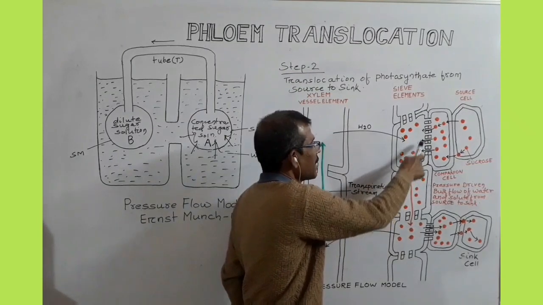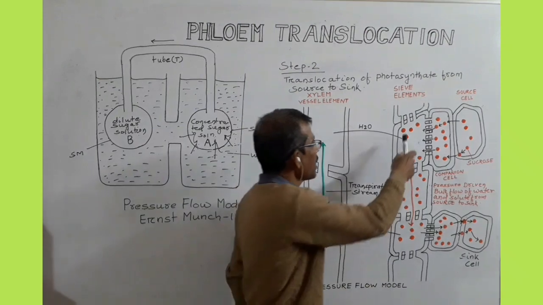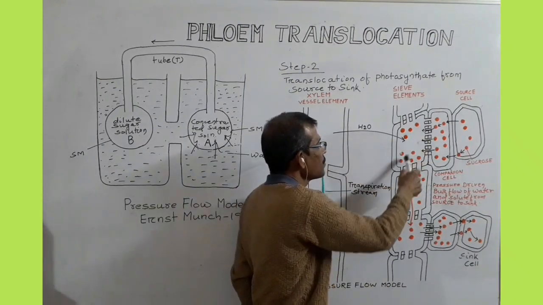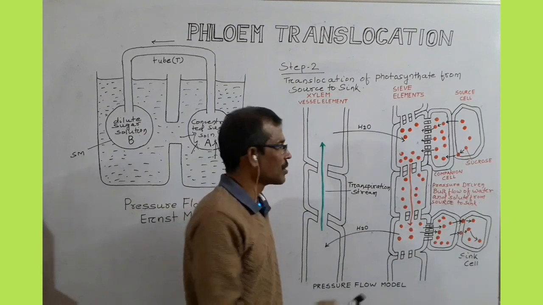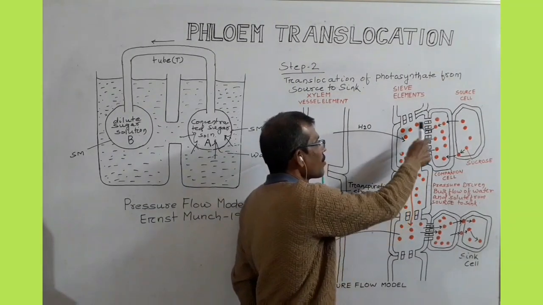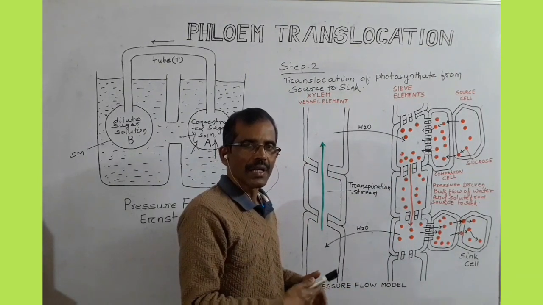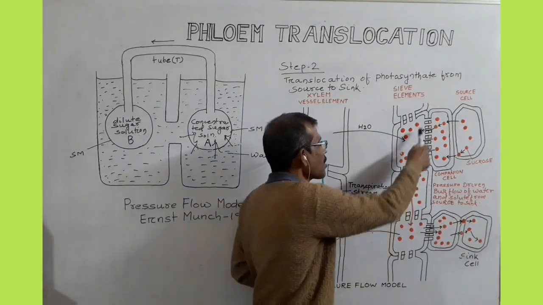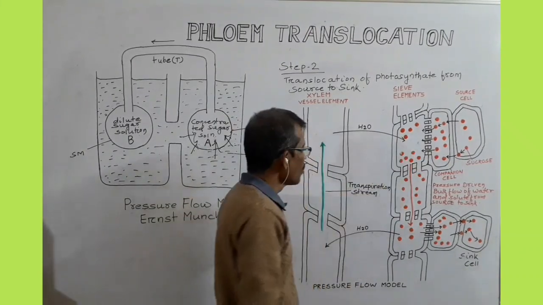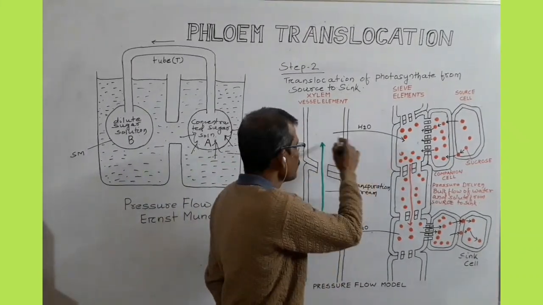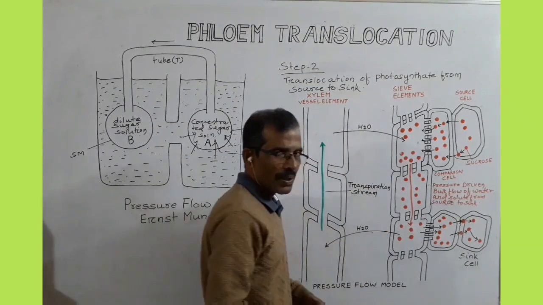At the source end, energy-driven phloem loading takes place. So there is accumulation of sucrose in the sieve tube element. This accumulation leads to a decrease in the solute potential of the phloem cell. So the water potential also decreases because the concentration of the sugar solution increases. In response to this, water molecules diffuse from surrounding vessels and other apoplasts into the sieve tube element.